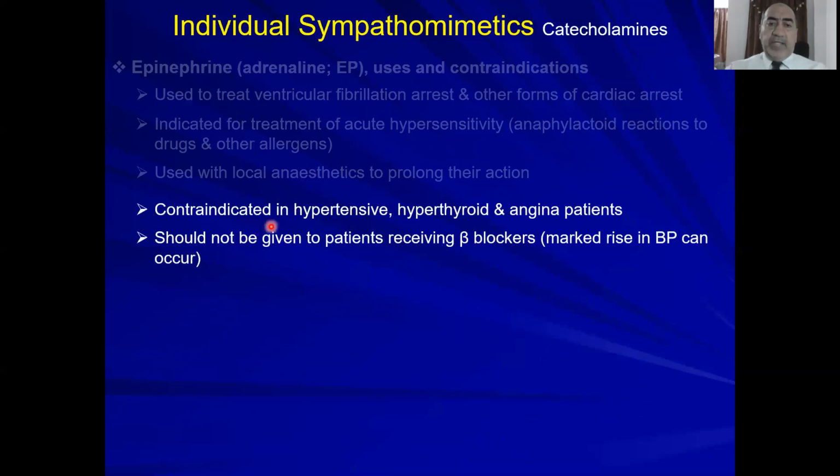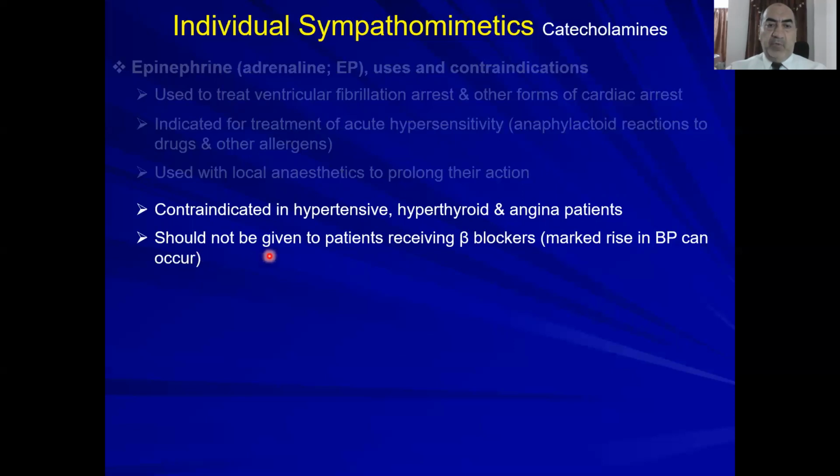It's contraindicated in hypertensive patients because, as we said, it increases blood pressure, right? The systolic blood pressure. Hyperthyroid patients, because thyroid hormone increases heart rate and cardiac contractility, and angina patients, because this will increase the cardiac oxygen demand, okay, cardiac load and cardiac heart rate, contractility. This will increase oxygen demand, and angina patients suffer from decreased oxygen supply.